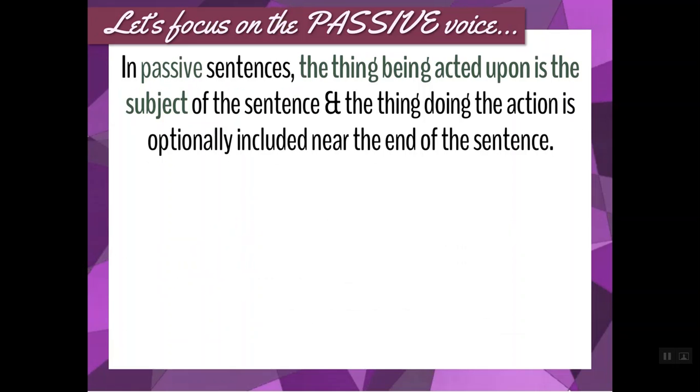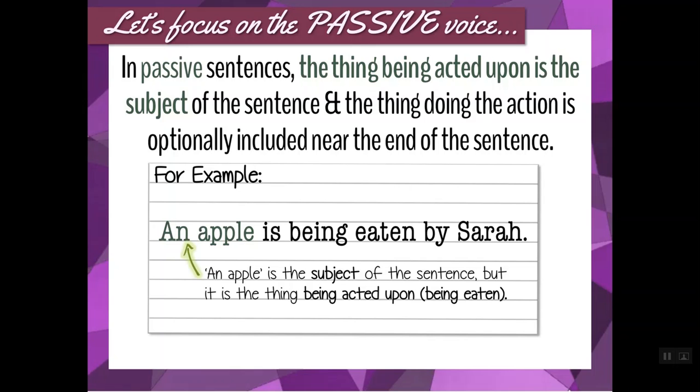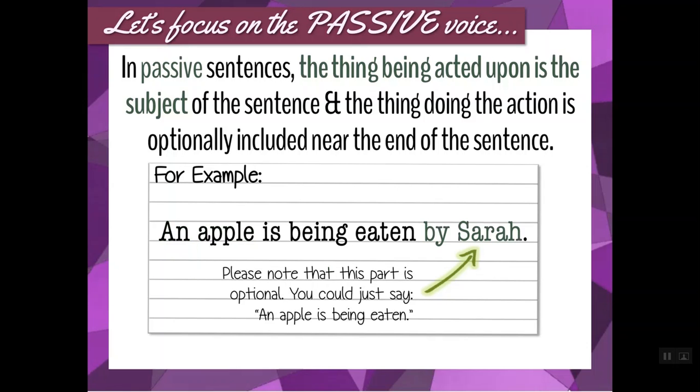Passive voice. In passive sentences, the thing being acted upon is the subject of the sentence, and the thing doing the action is optionally included near the end of the sentence. So for example, an apple is being eaten by Sarah. The apple is the subject of the sentence, but it is the thing being acted upon, being eaten. And note that this part is optional. You could just say an apple is being eaten.